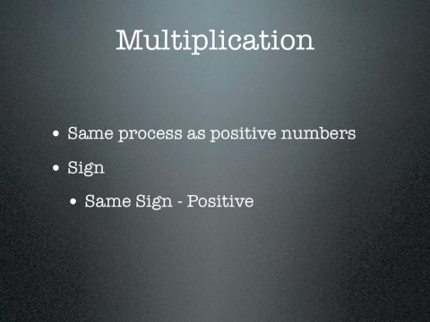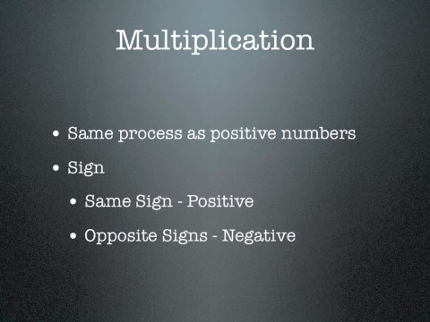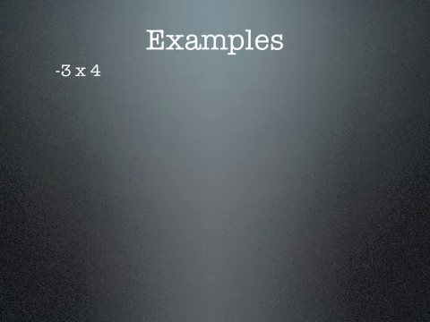If the numbers we're multiplying have the same sign, the answer will be positive. And if the numbers we're multiplying have an opposite sign, then the answer will be negative. So let's take a look at some examples.